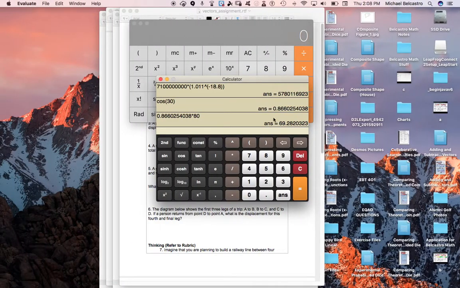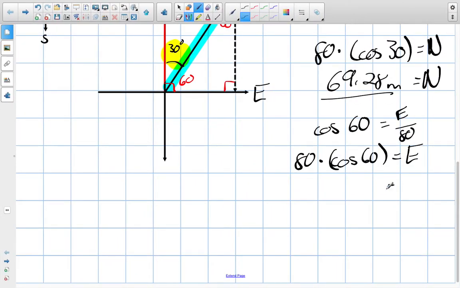Go back to our calculator. Cos 60, times 80 should be 40. Perfect. So the magnitude of our east vector would be 40.